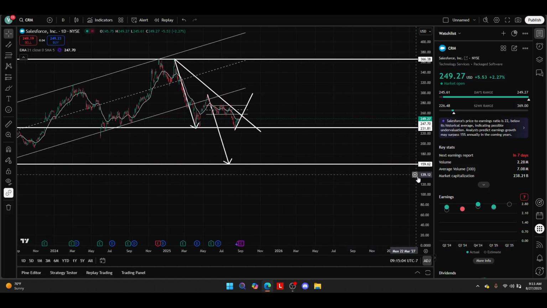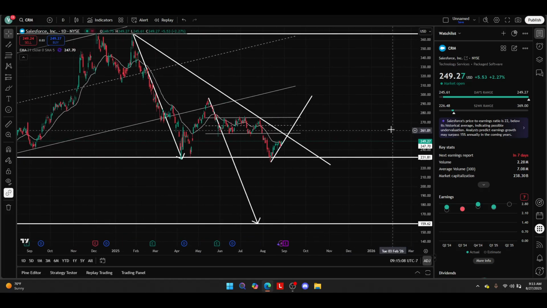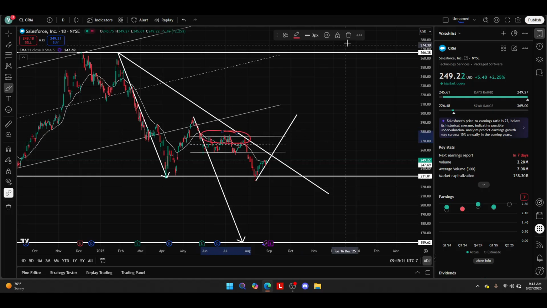I say bears are still in charge of this market until we probably see a break of this downward sloping trend line. That would probably start to invalidate the downward move. And if we do see a break above 274, why 274? Because that is prior resistance. You can see there's some resistance here, a good amount as well. So if we see a break of the downward sloping trend line, that would be a very good sign for the bulls. And if we could even break the 270s, that would be an even better sign.